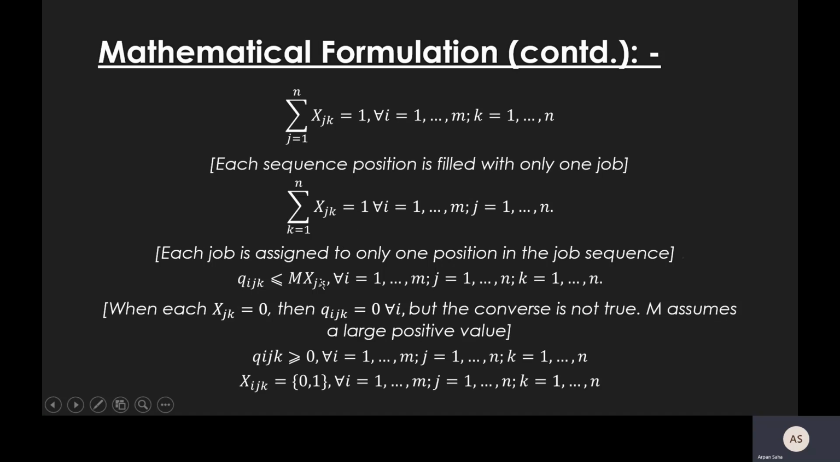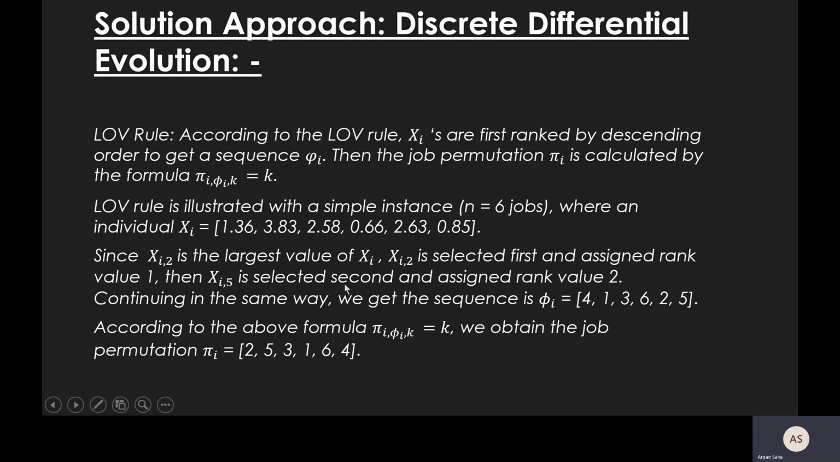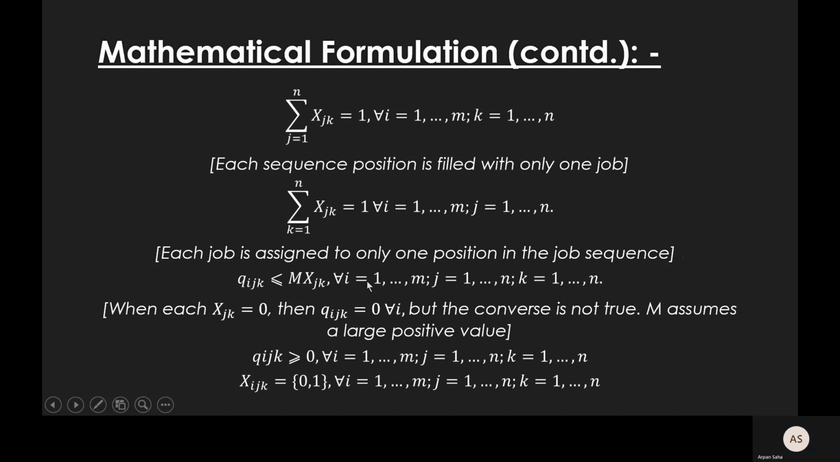Now what is the fifth constraint? The fifth constraint means that when each x_jk is 0, then the corresponding completion time parameter will also be 0. But the converse is not true. That is, when q_ijk is 0, then there is no restriction that x_jk should be 0. So to model this type of constraint, we use this M as a large positive value, and these types of constraints are modeled in this way.